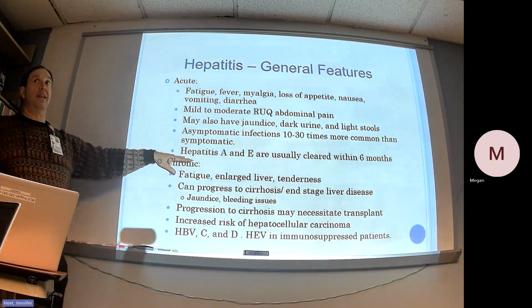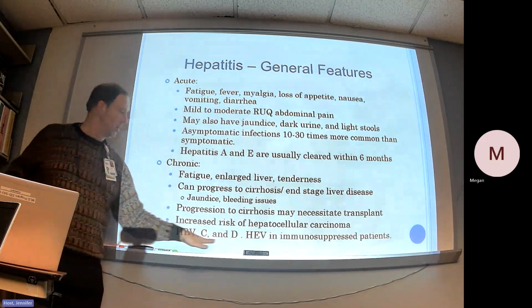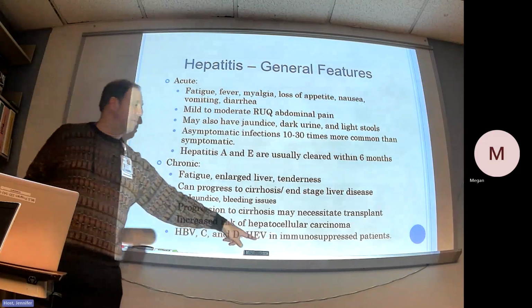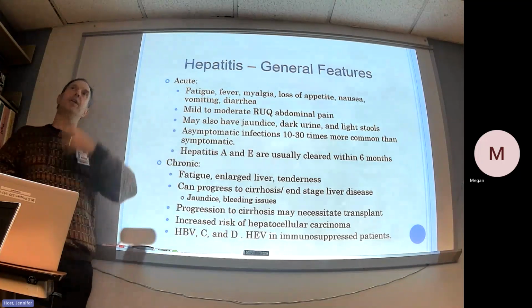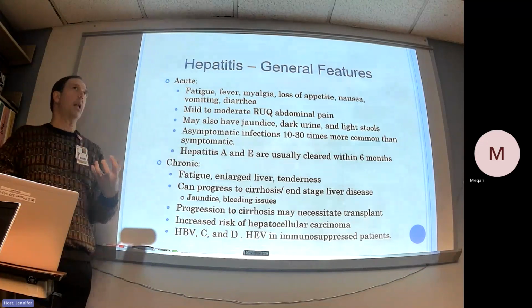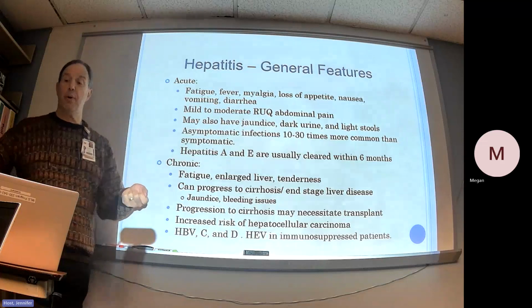Here's the ones that don't have the carrier state. You guys are good with that. And the chronic ones, which are obviously B, C, and D, maybe some E's and immunosuppressed. These are the ones where anytime a cell turns over and turns over and turns over, the DNA could change and immortalize the cell. And when it immortalizes the cell, then you're off and running to a tumor. Okay?